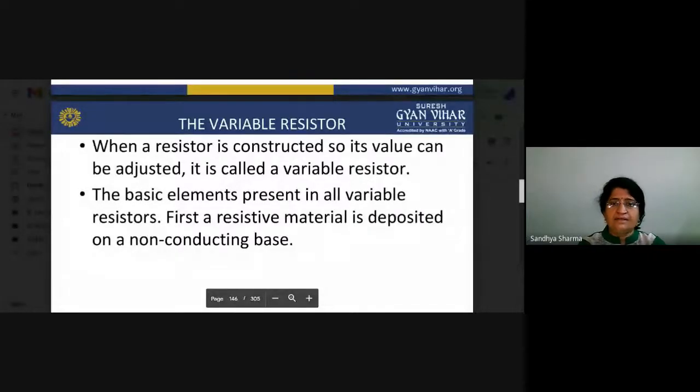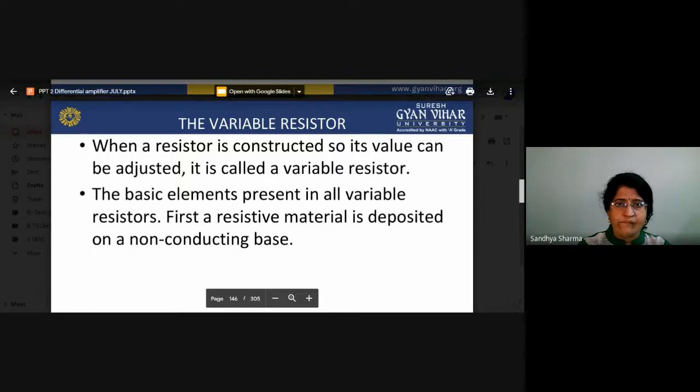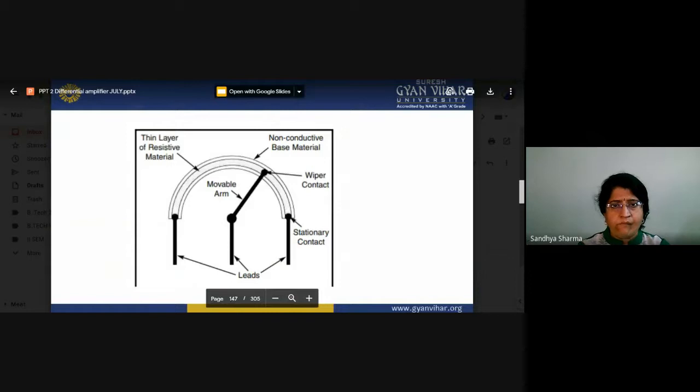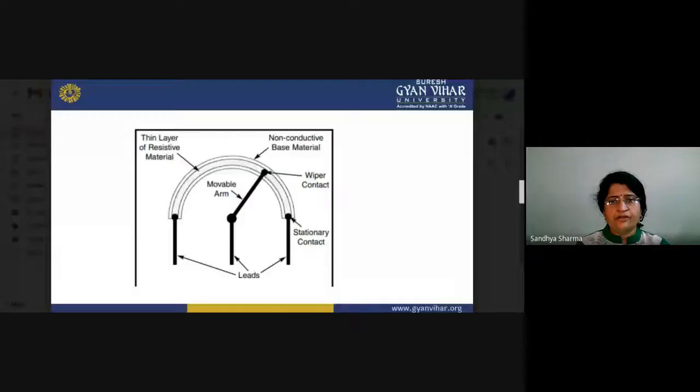Now we will switch to the variable resistor. What about the variable resistor? When a resistor is constructed so that its value can be adjusted, it is called a variable resistor. The basic elements are present in all variable resistors. First, a resistive material is deposited on a non-conducting base. So you can see a thin layer of resistive material, non-conductive base material, wiper contact, and stationary contact.